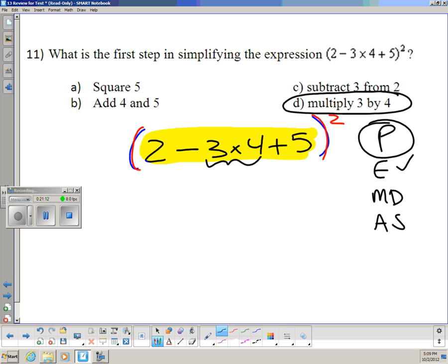Where people would go wrong is they would say, well, maybe I have to square because exponents come before multiplication. However, it's what's inside that parentheses that I have to look at first. So the square, the exponent, is outside of the parentheses. So I ignore that until I deal with what's in the parentheses first.